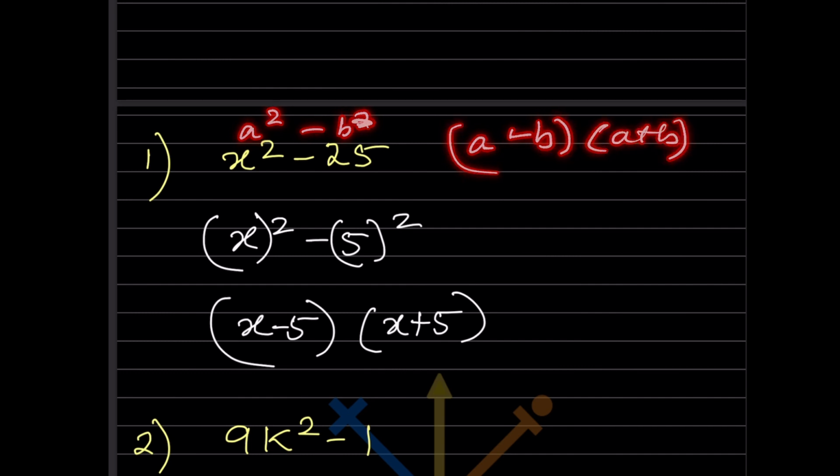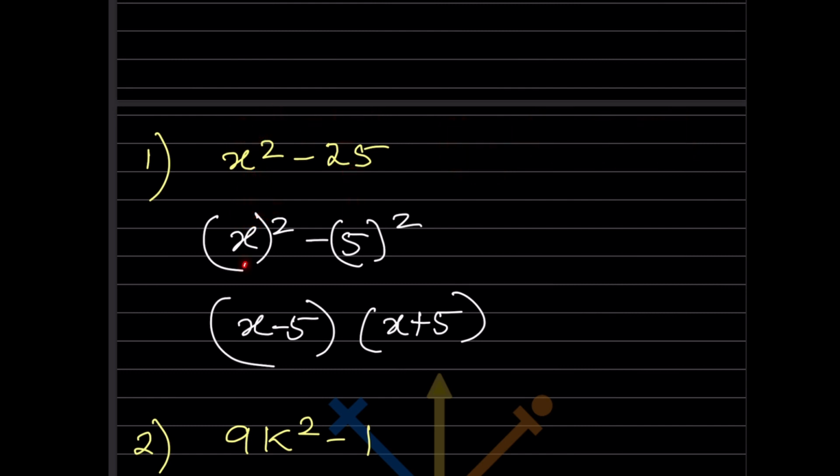So now you know this, we write x square, and your 25 is going to be 5 square. So how are you going to write it? Now this is in the form of a square minus b square, so you are going to write a minus b and a plus b. This is a and this is b. So this is the answer.